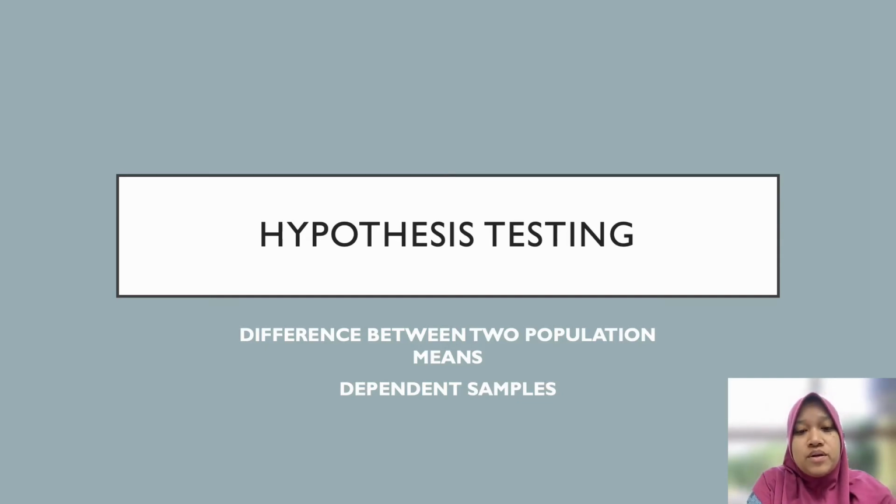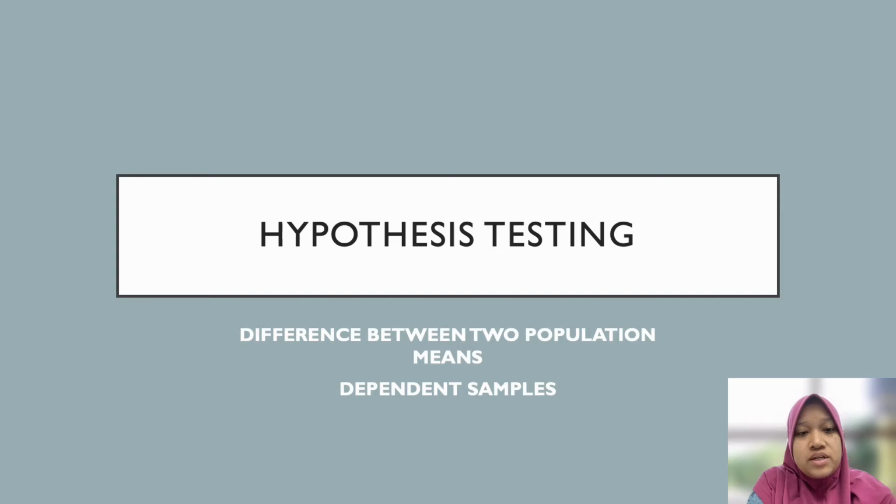So for today we are going to continue our hypothesis testing for the difference between two population means, specifically for dependent samples. Last week we already looked into the independent sample. Now we will continue on the dependent sample.